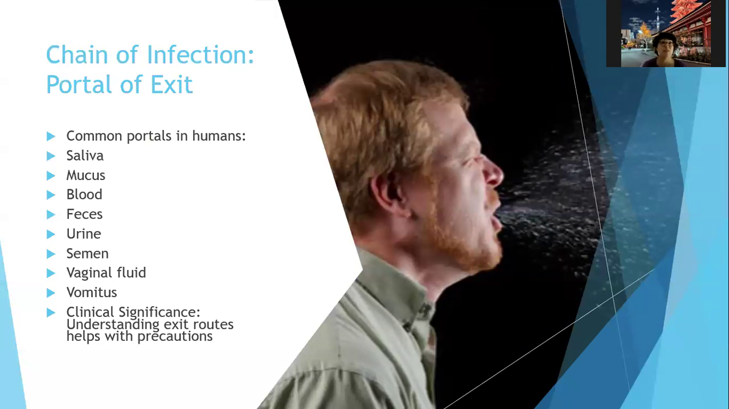The clinical significance of knowing the portal of exit is that you have to understand exit routes, and that helps with precautions. What could we do to keep this guy from spewing droplets in his saliva from a sneeze? You could toss a mask on him. You could have him sneeze into his elbow or cover his mouth with a tissue. Anything to prevent those droplets from heading out into the world. Think about your portal of exit and how you can make a barrier to it.